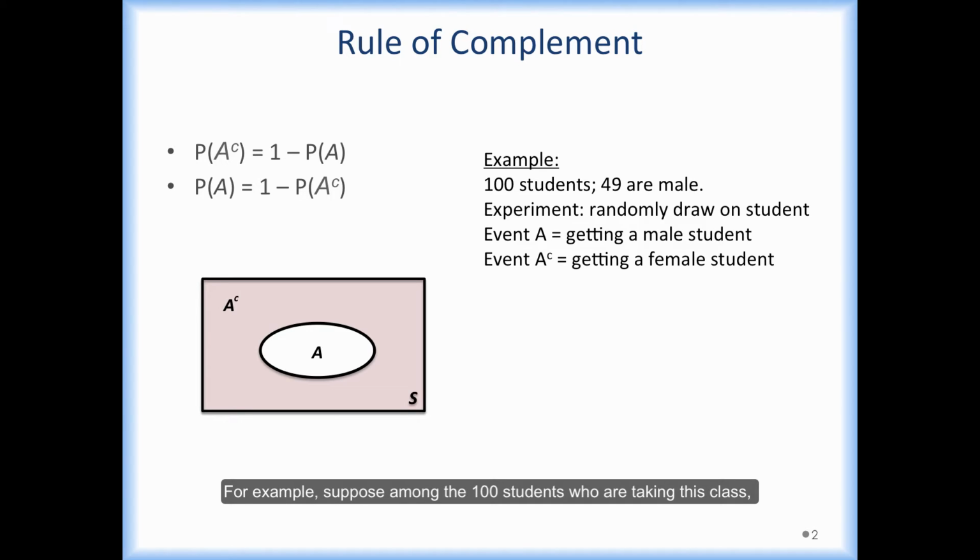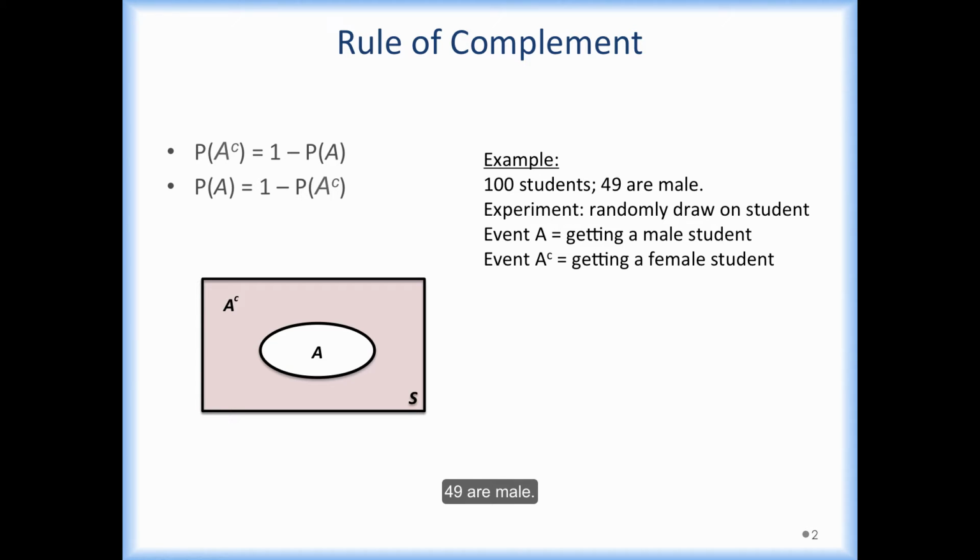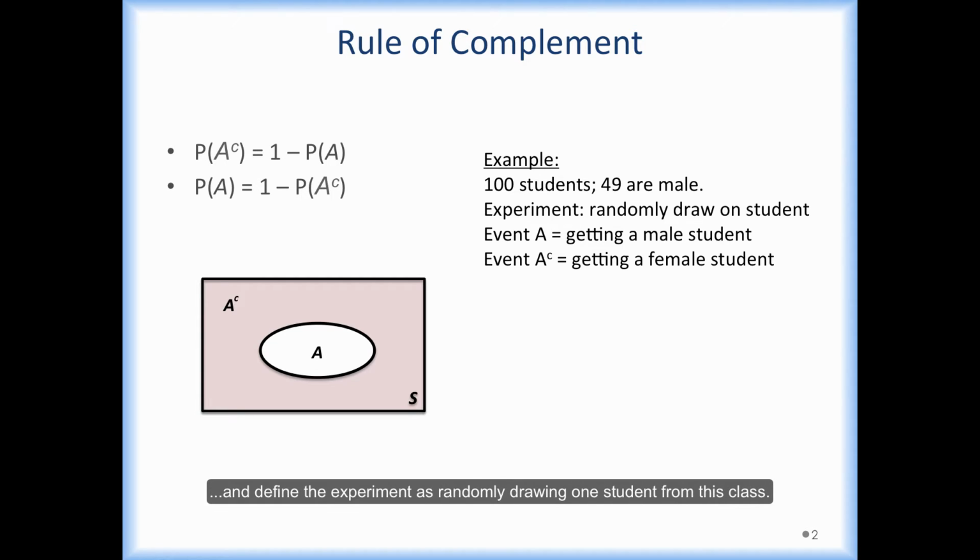For example, suppose among the 100 students who are taking this class, 49 are male, and define the experiment as randomly drawing one student from this class. Suppose that event A is getting a male student in a random draw. Then, event A complement will be getting a female student in a random draw.